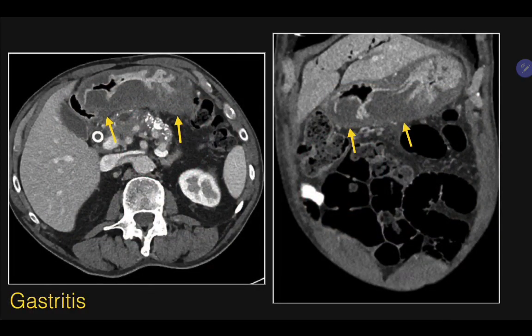So what other scenarios do we see this pattern of low attenuation wall thickening in? Subacute and chronic pancreatitis are two common scenarios where you will see gastric wall thickening due to edema. Here is a patient with extensive low attenuation thickening of the stomach wall related to chronic gastritis with a history of chronic calcific pancreatitis.